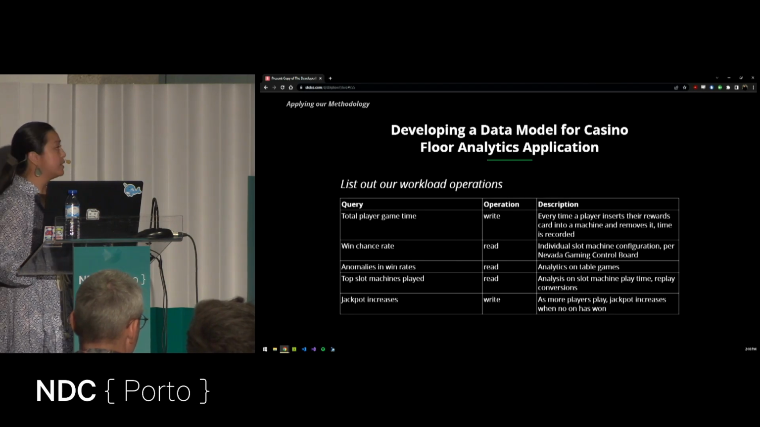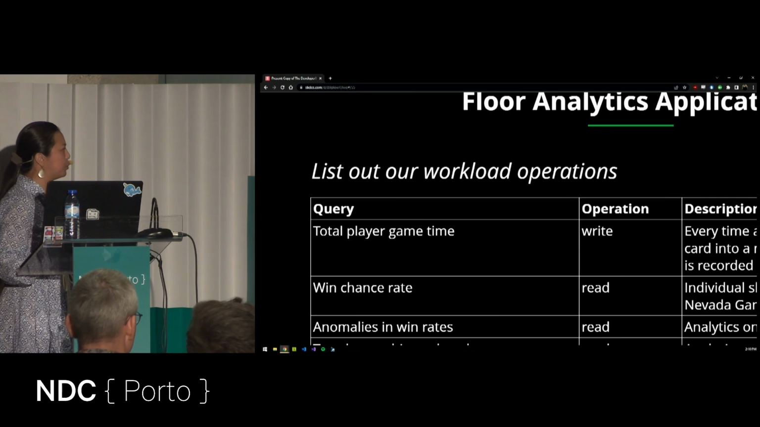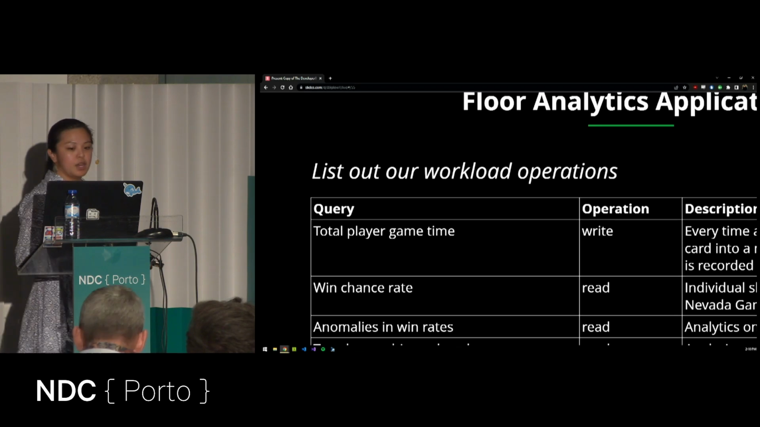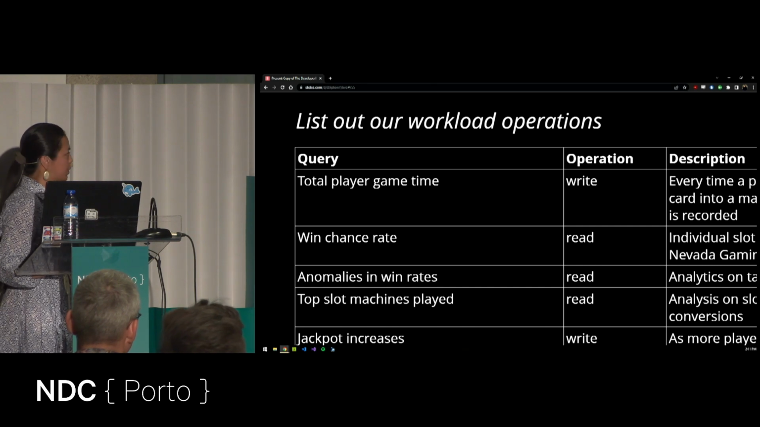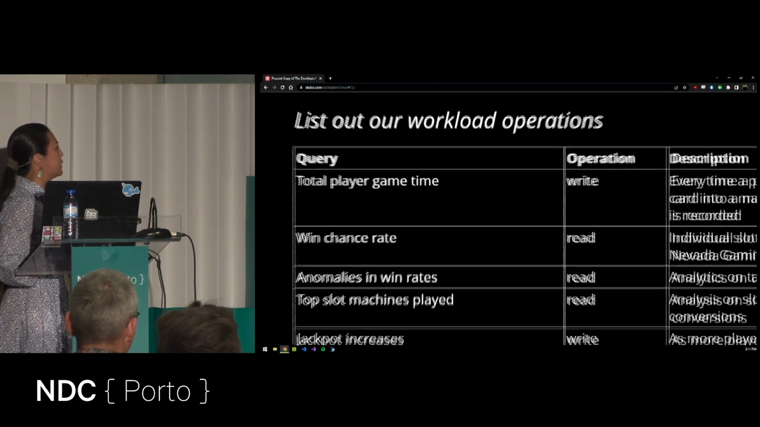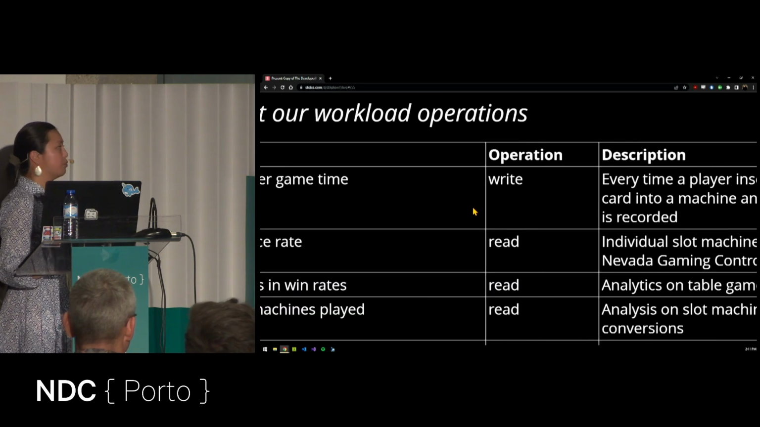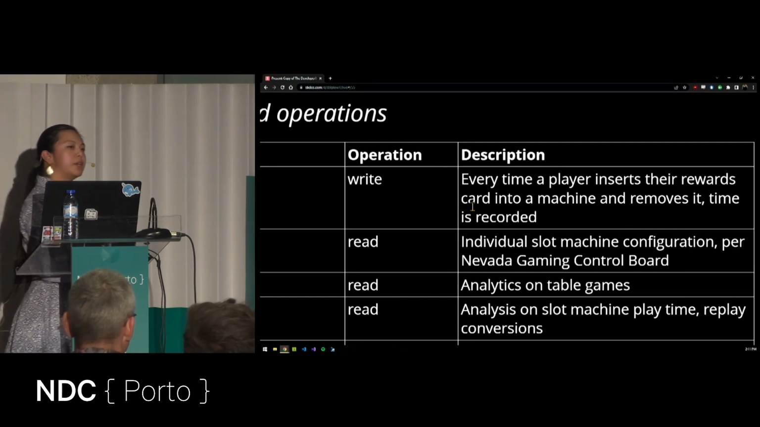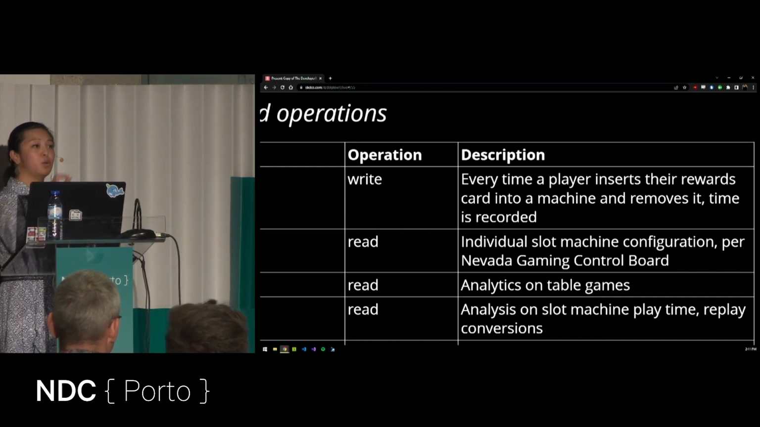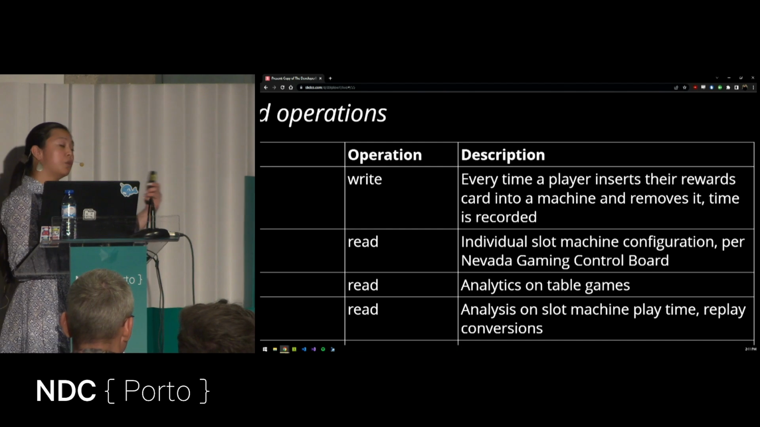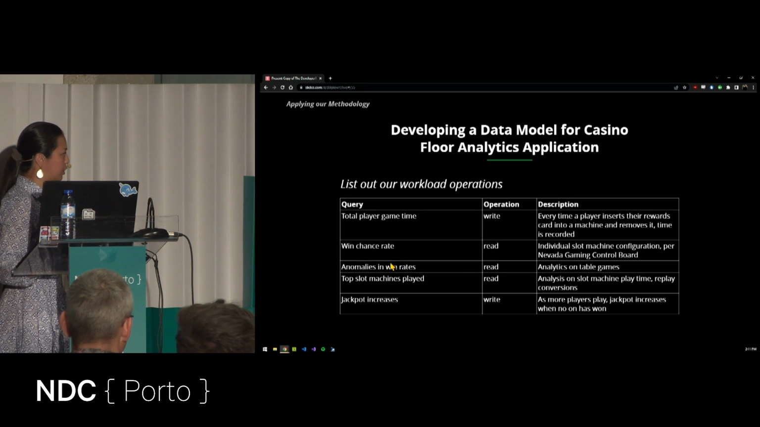So first phase, list our workload operations. As part of this, we're going to go on the side of simplicity, and we're going to say we're going to find that the queries that we are running as part of this application are these. First, we want to see how long each player plays on a particular slot machine. We know that this is a write operation, and we know that every time a player inserts their membership card into the slot machine is something that we can record and tap into. So we know when they put it in, we know when they take it out, we know when they move to a different slot machine. We can capture those pieces of data because we write that in our application.